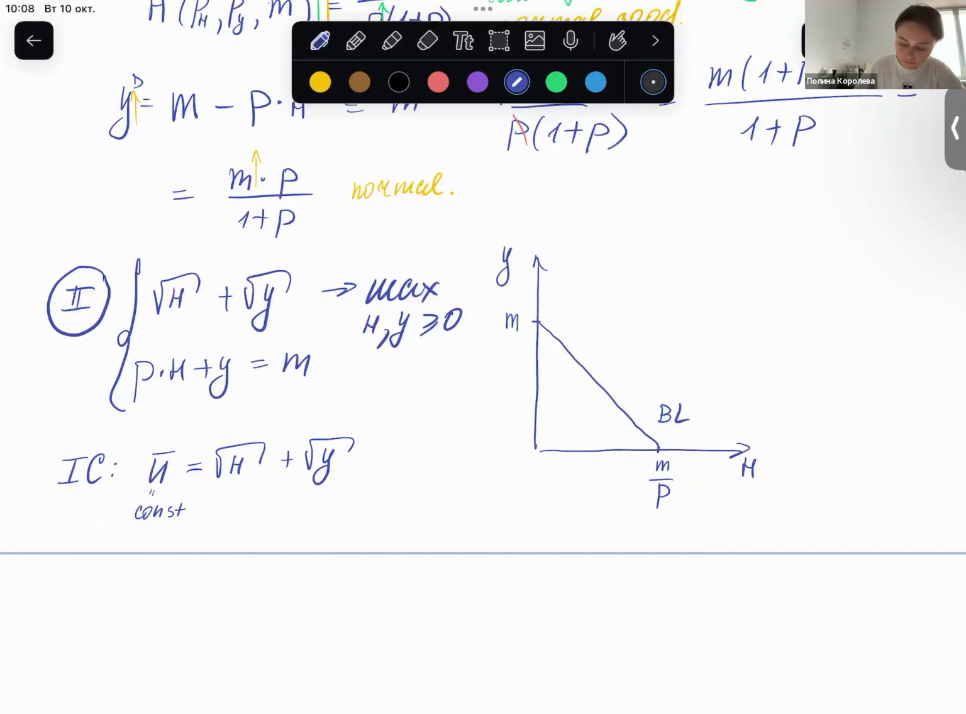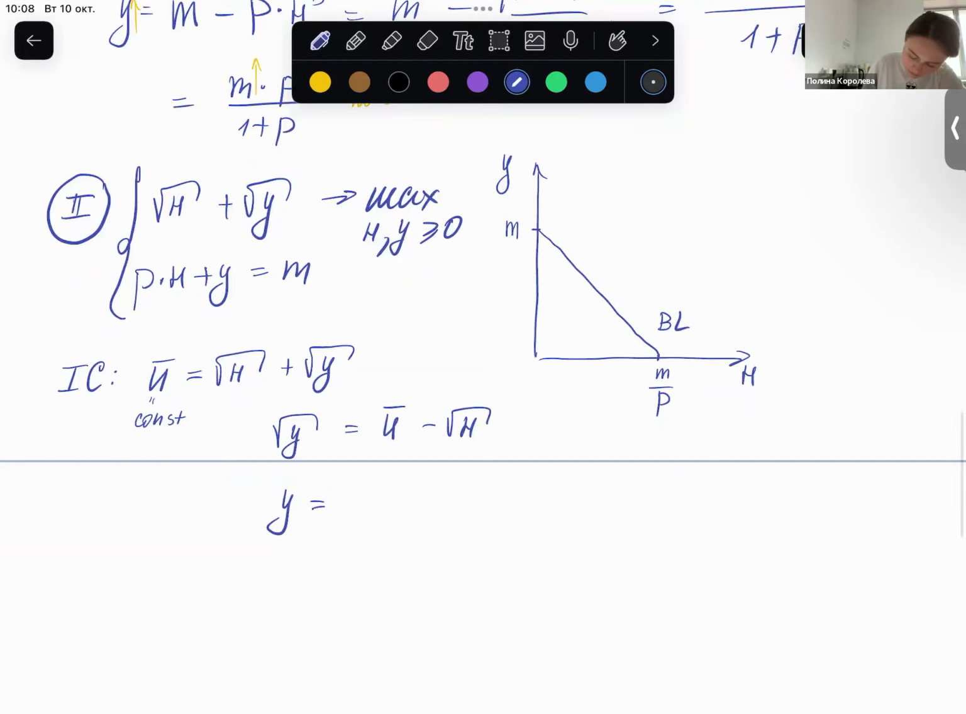And as we have composite good on the vertical axis, let's find it. So square root of y equals u minus square root of h, and y equals u minus square root of h to the power of 2. You know that square root is the branch of a parabola, and when we have it with minus, it will look like this. So this is with plus and with minus like this.